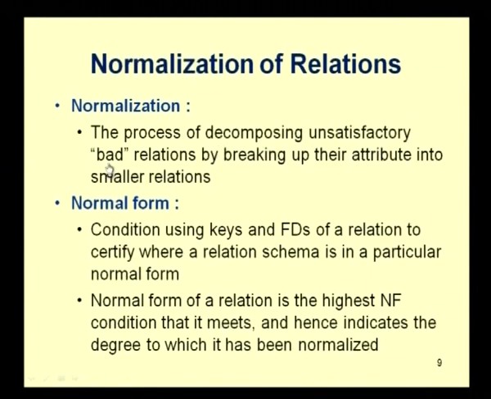The process of decomposing unsatisfactory bad relations by breaking up their attributes into smaller relations is called relation normalization. Normal form conditions use keys and FDs of a relation to certify whether a relation schema is in a particular normal form. So, the normal form of a relation is the highest normal form condition that it meets, and hence indicates the degree to which it has been normalized. So, the higher the normal form, the better the degree of normalization.